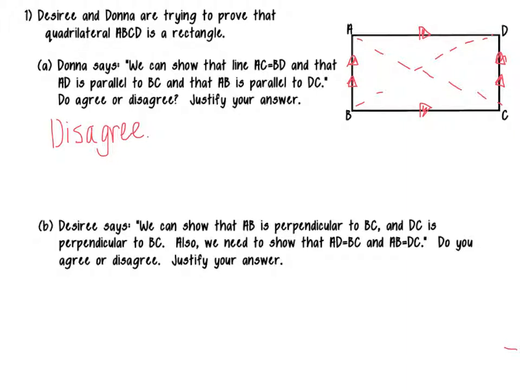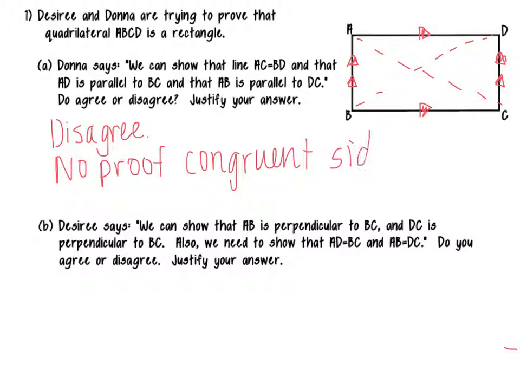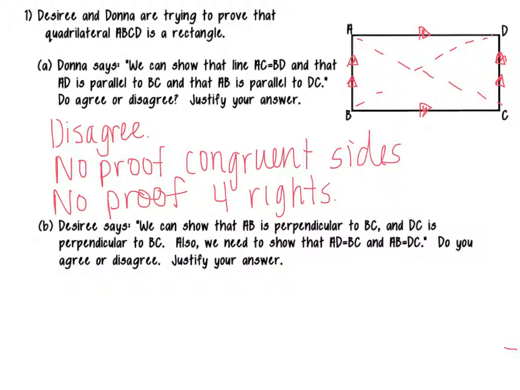She mentioned that they were parallel, but as we discussed in class, parallel and congruent are 2 different things. So there's no proof of congruent sides, so that's my first reason. And there's also no proof of 4 right angles. With the information that she's given us, technically, we've proven that it's a parallelogram, but it could be a rectangle, it could be a square, it could be a rhombus, or it could be a parallelogram.